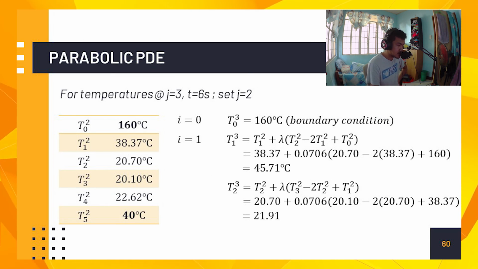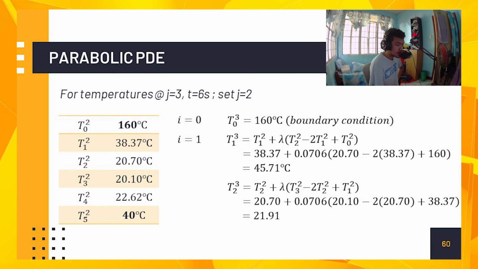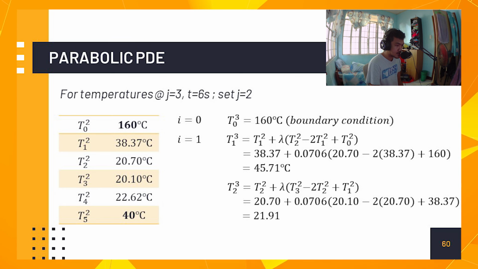And so for the temperatures at J equals 3, T equals 6 seconds, we will set J equal to 2. For I equals 0, T sub 0 raised to 3 is equal to 160 degrees Celsius, which is again our boundary condition. For I equals 1, we have T sub 1 raised to 3, which is equal to T sub 1 raised to 2 plus lambda times the quantity of T sub 2 raised to 2 minus 2 T sub 1 raised to 2 plus T sub 0 raised to 2.